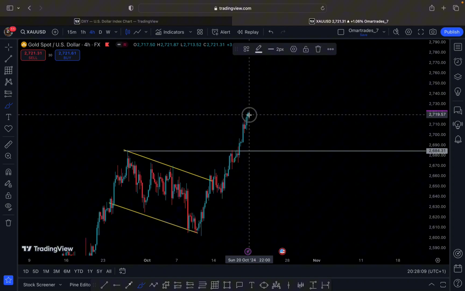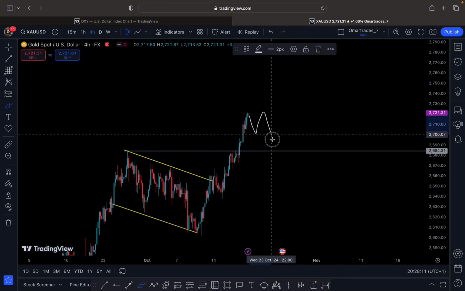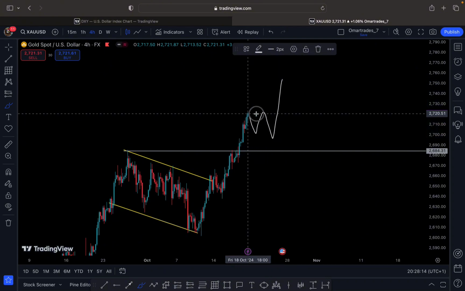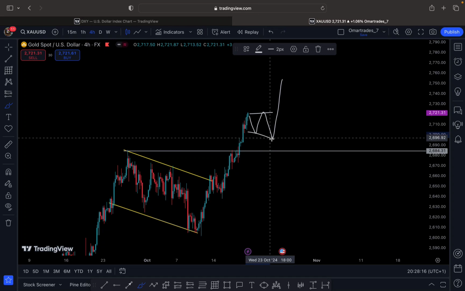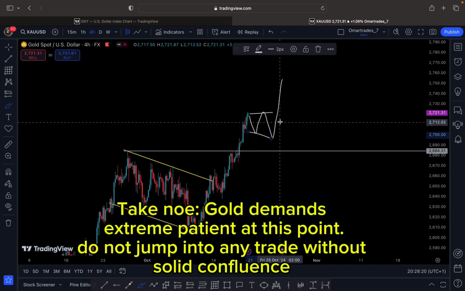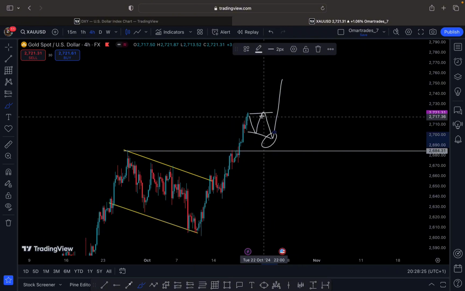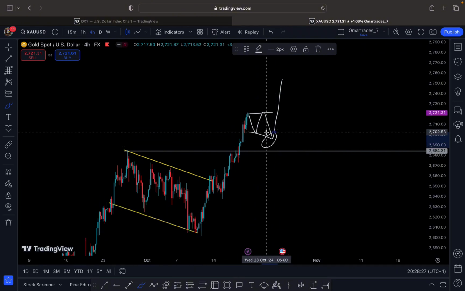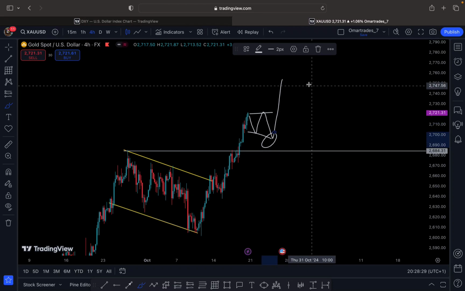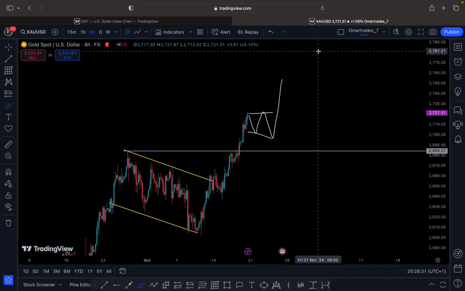We might create a kind of continuation like this, and then we'll continue the journey to the upside. This is not looking like it's going to sell off any time soon. If there's anything, it's still going to be bullish. We look for continuation on the 4 hour, and then we navigate to the 1 hour, and then we look for an entry right there.